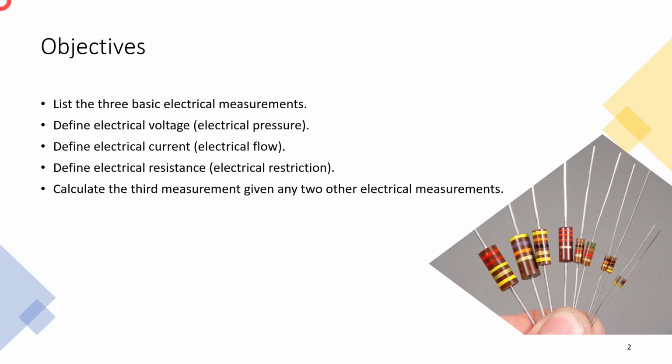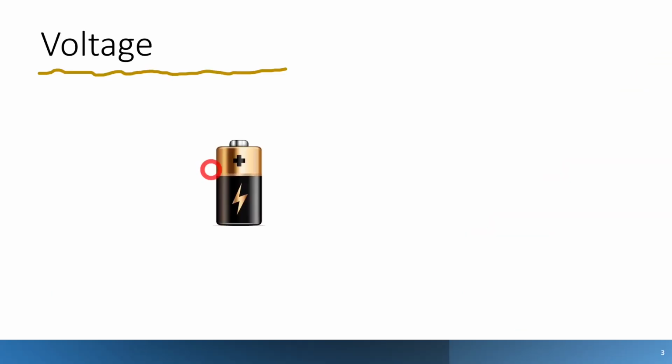And then we want to be able to calculate a third measurement given any one of those other two. So we have volts, amps, and we're going to learn the measurement for resistance. But if we have any two of those, we can calculate the third. Okay. Let's review voltage here.